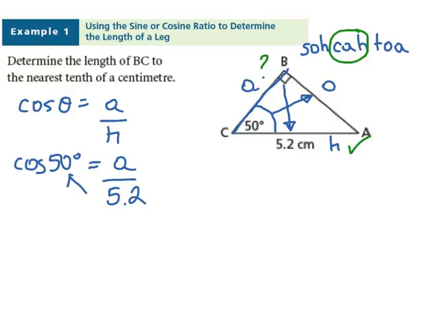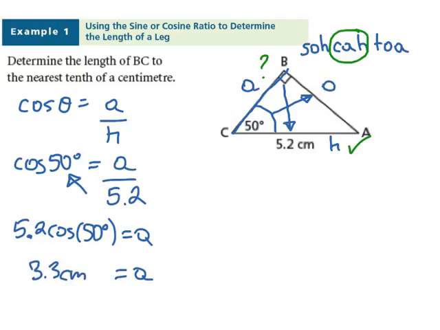Then we're going to cross multiply the 5.2 with cos of 50 degrees, which is our adjacent side. As long as you're in degree mode, plug this into your calculator and you'll get 3.3 centimeters as our answer. Double check that the question says to the nearest tenth, and we do answer to the nearest tenth, 1 decimal point.